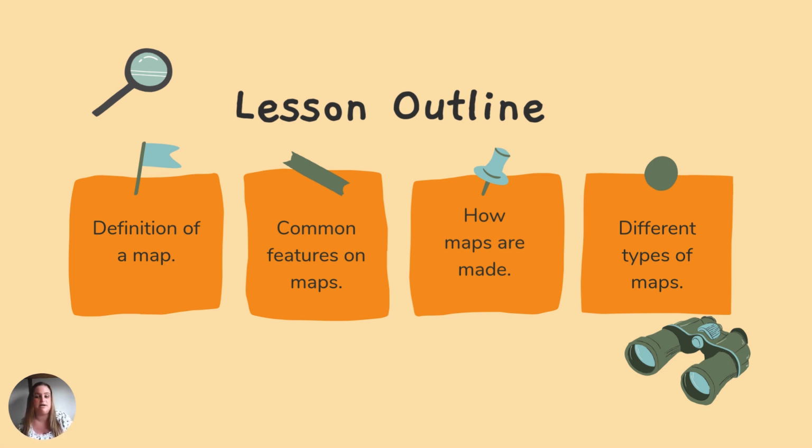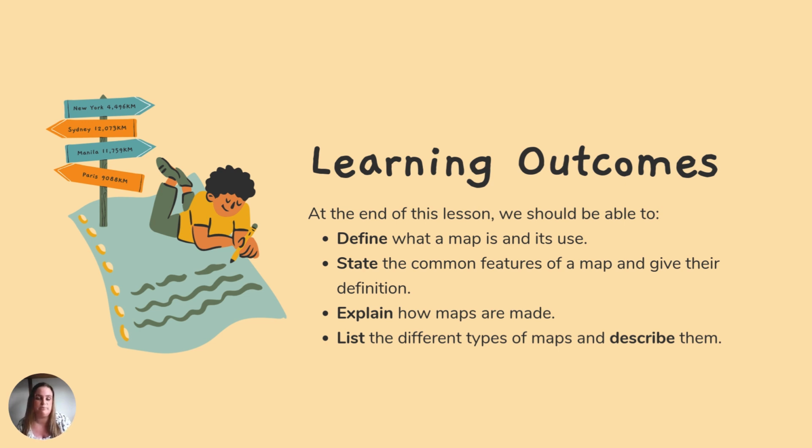Our lesson outcomes today, so what we should be able to do by the end of this lesson, is define what a map is and its use, state the common features of a map and give their definitions, explain how maps are made, list the different types of maps, and lastly, be able to describe them.